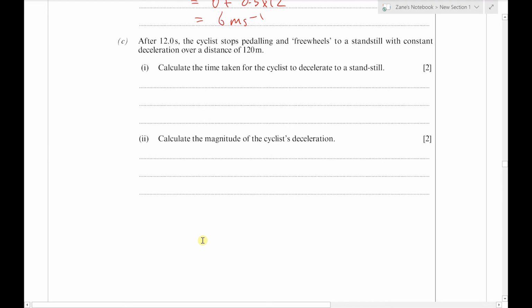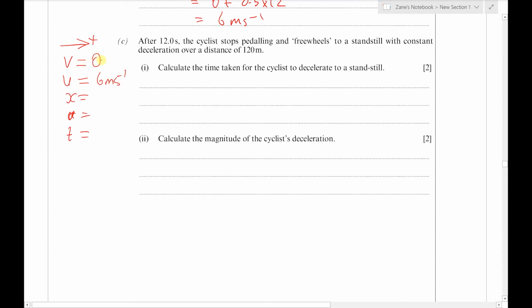Next, after 12 seconds, the cyclist stops pedaling and freewheels to a standstill with a constant deceleration over a distance of 120 meters. So this time it's a different set of information. I'm still going to stick with the forward direction as being positive, but I'm going to rewrite what I know about each of the SUVAT letters. So we know in this case that u is the 6 meters per second that we worked out in the previous part of the question.